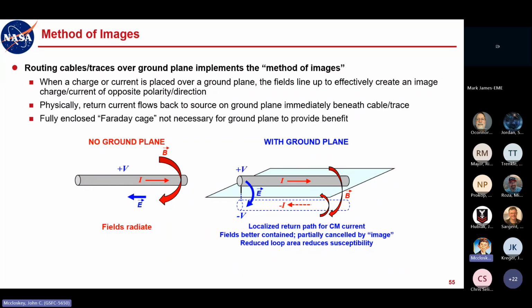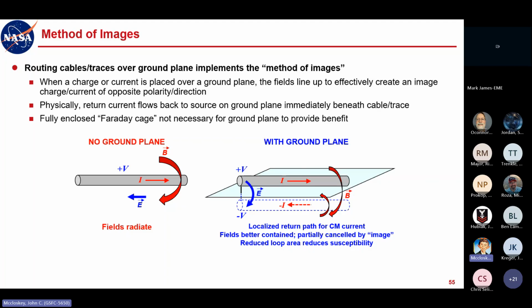That's pretty much what I just said. So the real point here is that while a fully enclosed Faraday cage is ideal, full shielding from a Faraday cage is great, just because you may not be able to achieve a fully enclosed Faraday cage doesn't mean that you still don't get some benefit by simply routing your conductors near a ground plane.